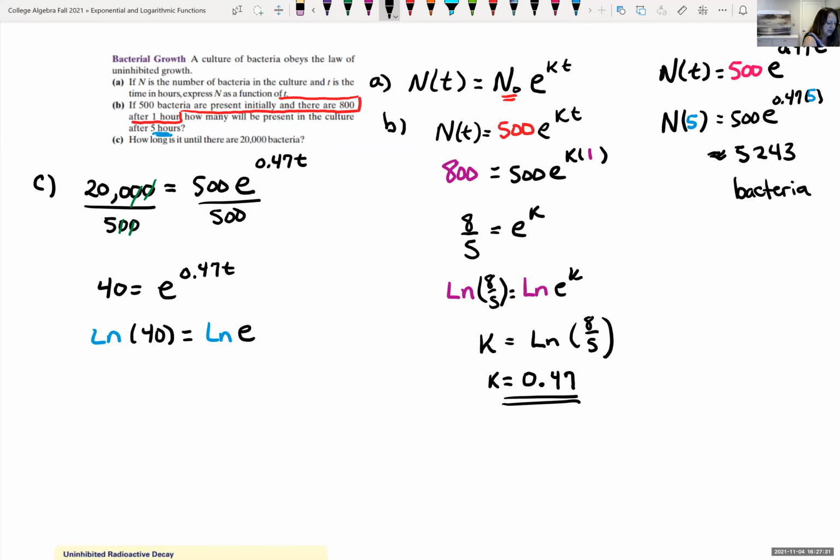Well, natural log of e, again, is just its exponent. So we have 0.47t is equal to the natural log of 40. Divide both sides by that 0.47 to get t. So natural log of 40, close your parentheses, divided by 0.47. So that gives us approximately 7.85 hours.